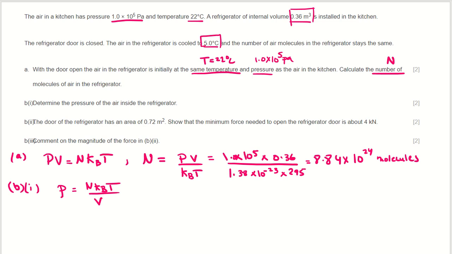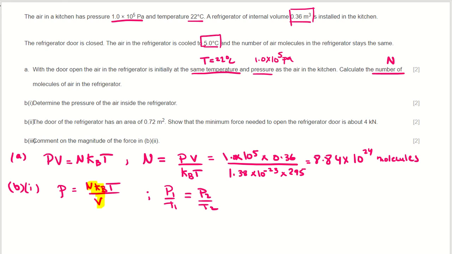Also, what you can do is use this, because it's a constant volume, so you can use P1 over T1 is equal to P2 over T2, because nkB over V is constant, so the ratio of P over T is always constant. So I can also use this. So let me use this one.